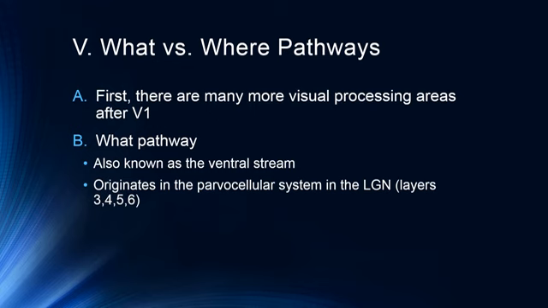The what pathway is also known as the ventral stream. It originates in the parvocellular system in the LGN layer, which is, of course, layers 3, 4, 5, and 6. This is where we see fine detail. This is how we recognize faces. This is how we know what things are, hence its name, the what pathway. It's known as the ventral stream because it moves through the ventral part of the brain.